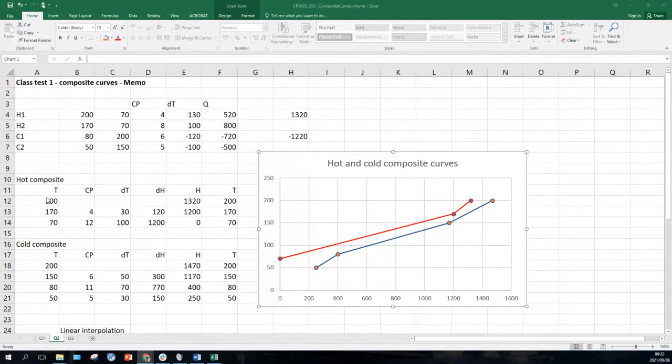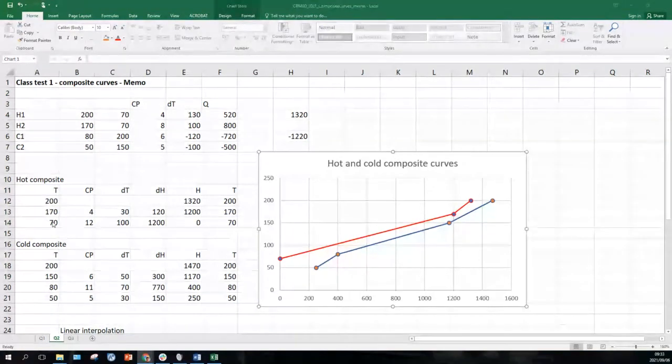So the first thing you'll do is list the temperatures. Now that you've done a problem table, you will recognize this technique: you first put down all the temperatures on the graph that you want to draw. So 200, 170, and 70 is the same for both streams. There we go. 200, 170, and 70 are the 3 different temperatures we must look at.